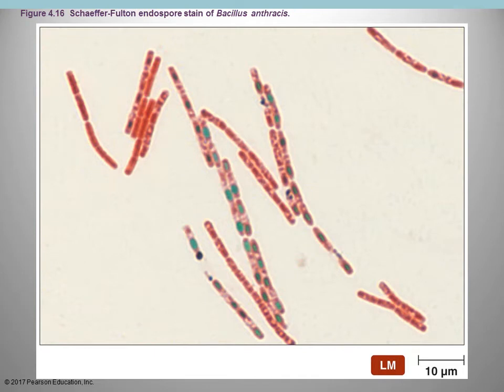You can do a stain to look for spores. When you do a spore stain, the vegetative cells will look red, but the endospore that's inside of them will stain green.